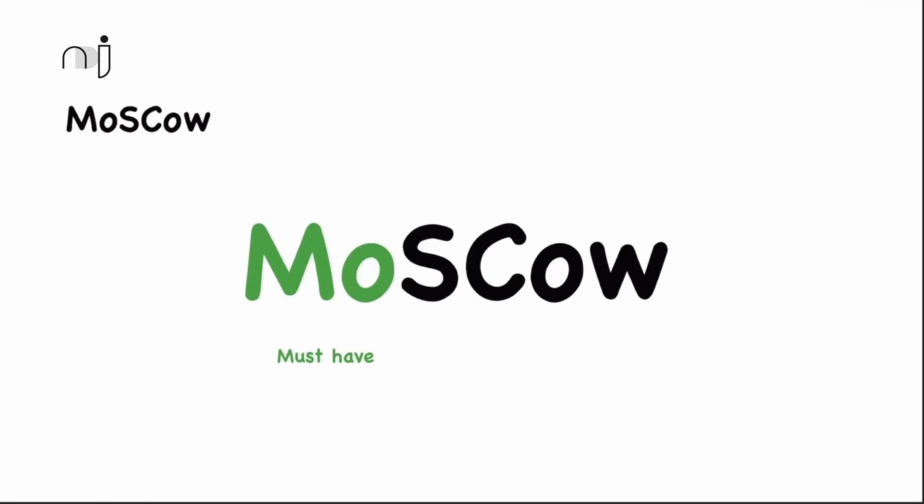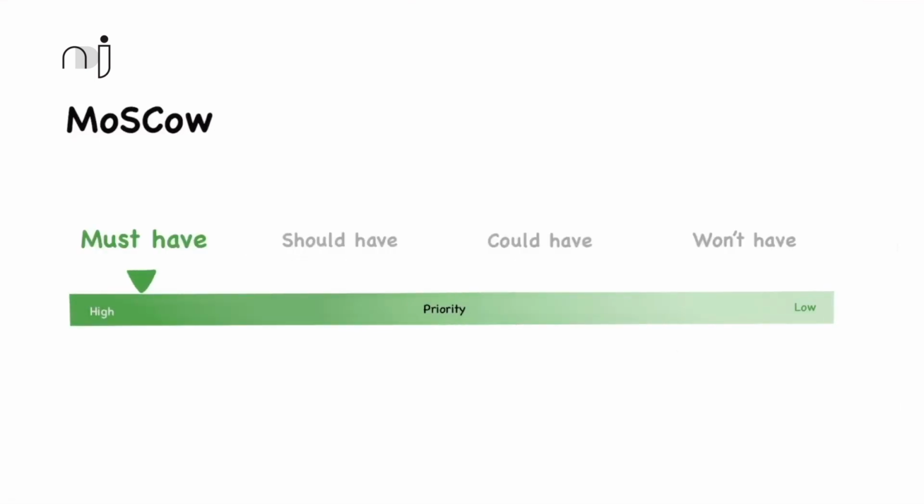MoSCoW stands for must have, should have, could have, and won't have. It is not a prioritization method itself, but a way to communicate your priorities in terms of release criteria. Must-haves represent critical path items or expected needs. These are essential for product launch. Sometimes we call it minimum to ship features.